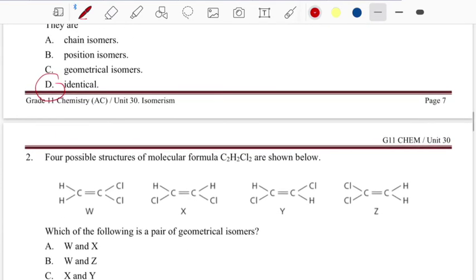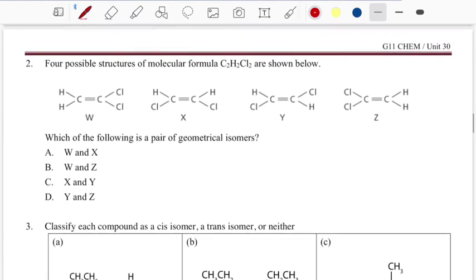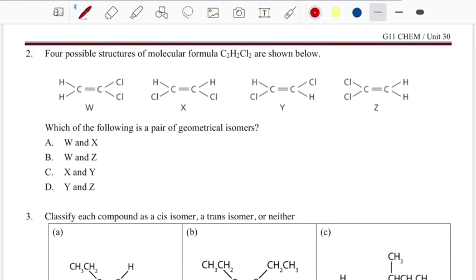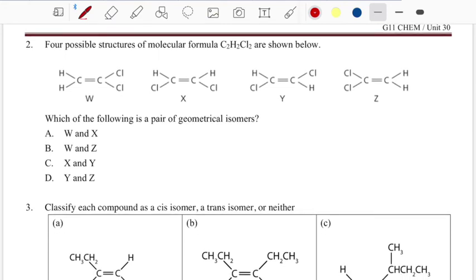Alright, next one. 4 possible structures of molecular formula C2H2CO2 are shown below. Which of the following is a pair of geometrical isomers? So remember, in order to be geometrical isomers, there should be no identical atoms or groups of atoms attached to the same carbon of the double bond.